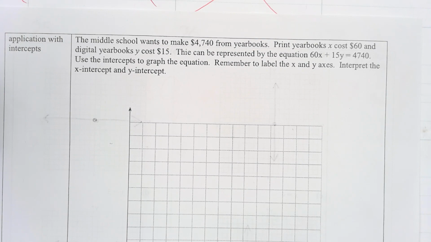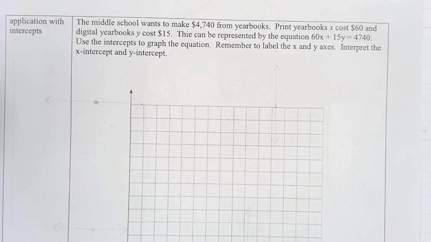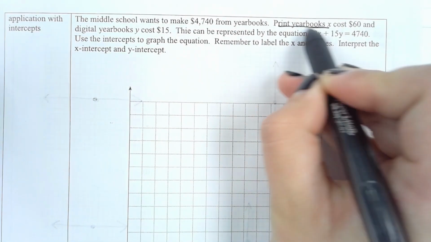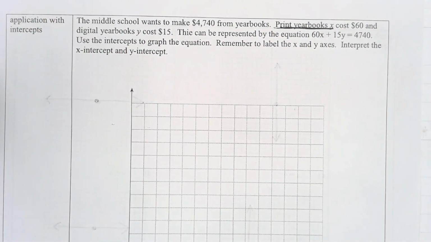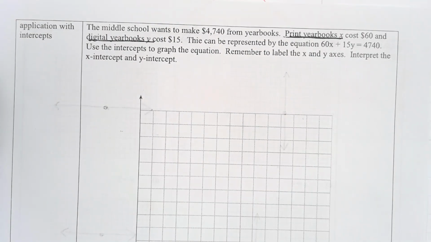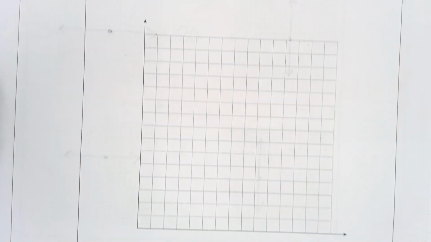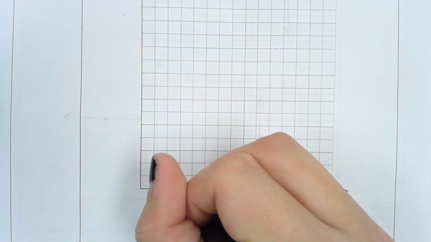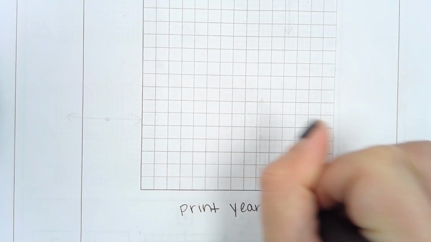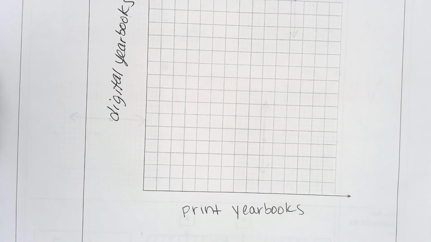Alright, so let's first label our graph here so that we don't forget to do that. So they tell us that print yearbooks is going to represent our x-axis and digital yearbooks is going to represent our y-axis. So let's go ahead and do that. So print yearbooks is our x-axis, and digital yearbooks is our y-axis.